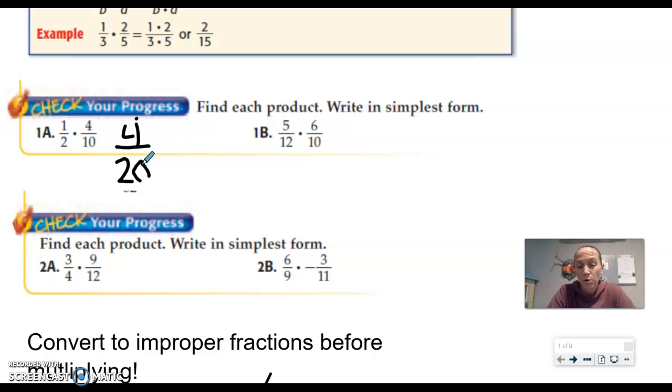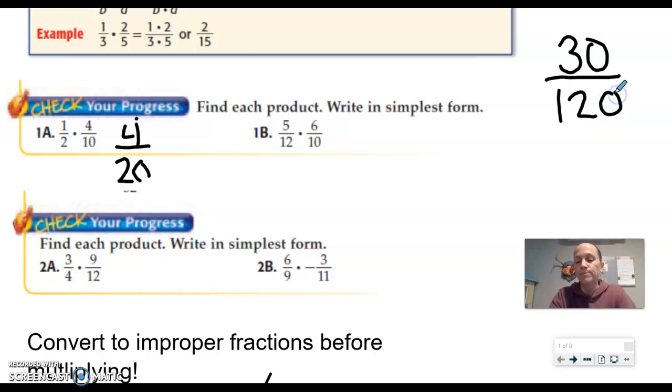So 1b is a perfect example of a question that would be good for this. So I can multiply them just like I did 1a, and I can do numerator times numerator, which would be 5 times 6 is 30. And then I can do 12 times 10 is 120, right? And then, of course, I would simplify that, which would be 1/4.